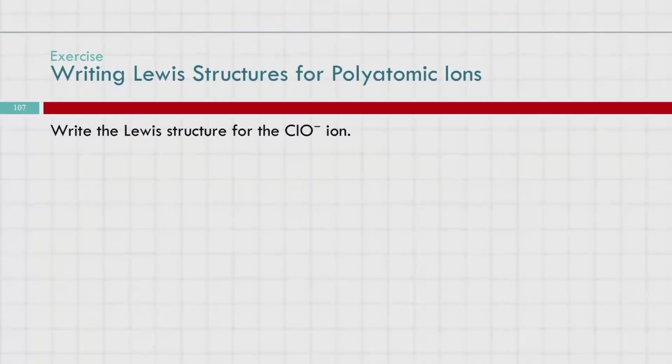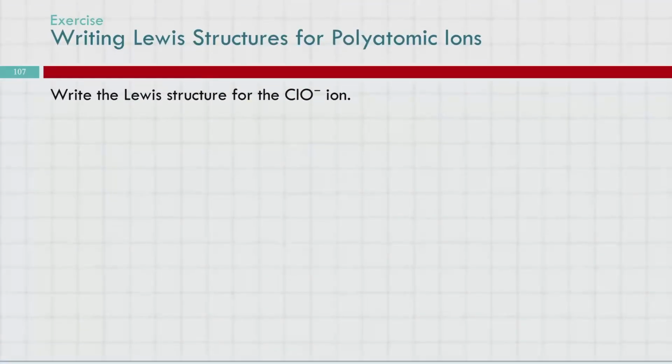Another polyatomic ion, this one for you to try. So please write the Lewis structure for the ClO- ion, and feel free to discuss with your neighbor. Okay. Lewis structure for the hypochlorite ion.